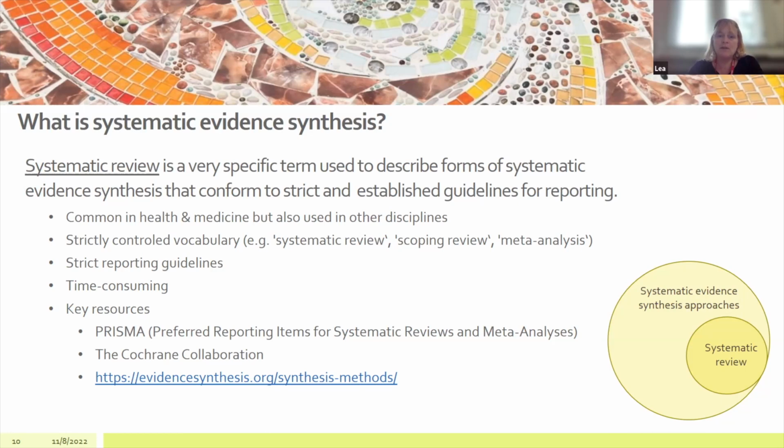Doing a systematic review can be quite time consuming, and there are clear reporting guidelines, and there are resources which I'll direct you to here. There's this link, evidencesynthesis.org, where you can get some resources if you want to follow guidelines and protocols and do more formal systematic reviews. But normally you want to do a bit more training before you embark upon this approach. So we'll talk about the bigger picture.